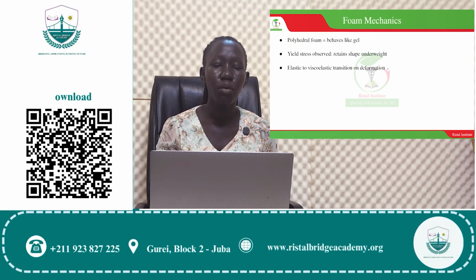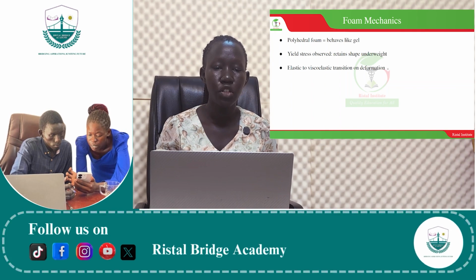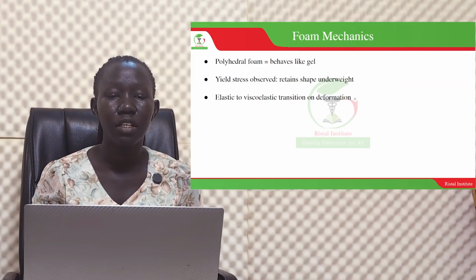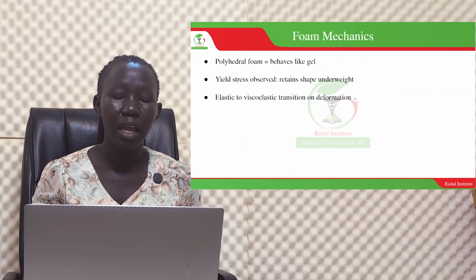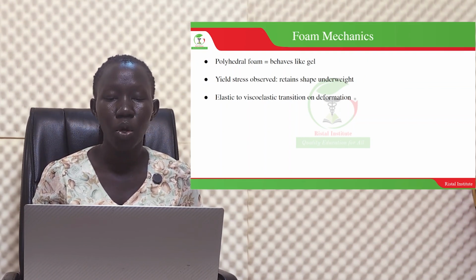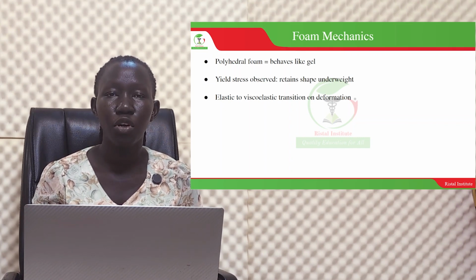The polyhedral form behaves like a gel, and yield stress is observed. This one retains the shape under weight. It can be elastic, it can also be viscoelastic. It can transform from elastic to viscoelastic upon deformation.